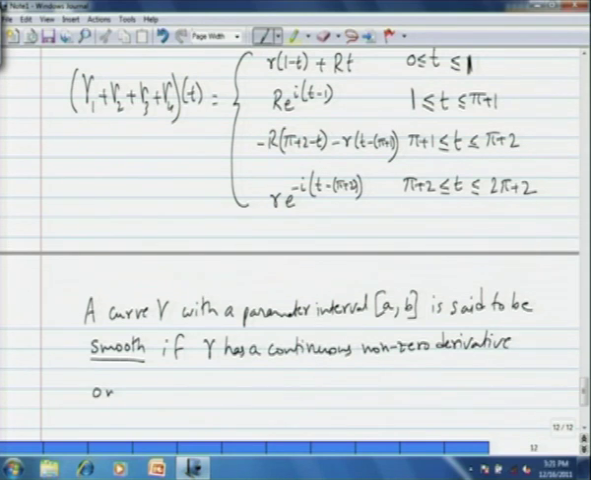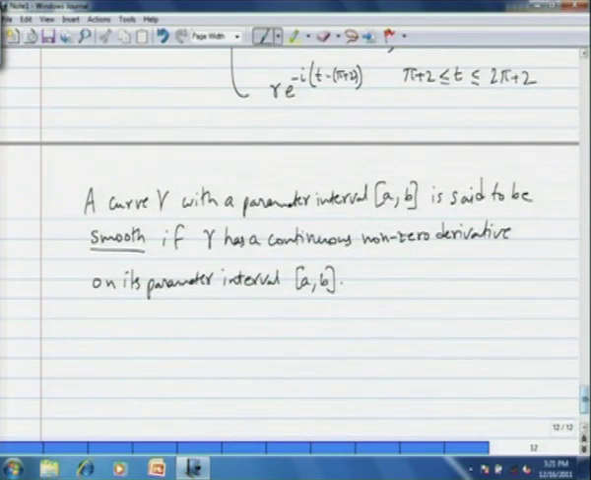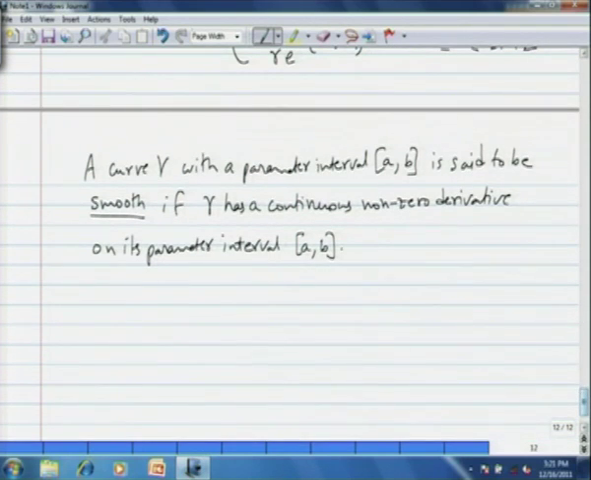Okay, on its parameter interval a b. Okay. So, to avoid pathologies we will need smooth curves. So, the requirement for a curve to be smooth is threefold.